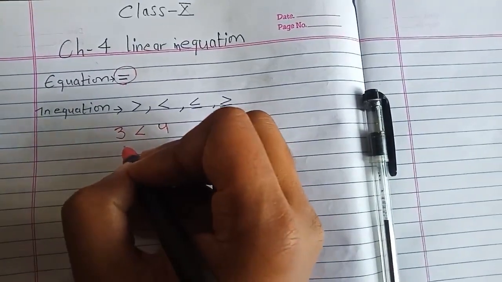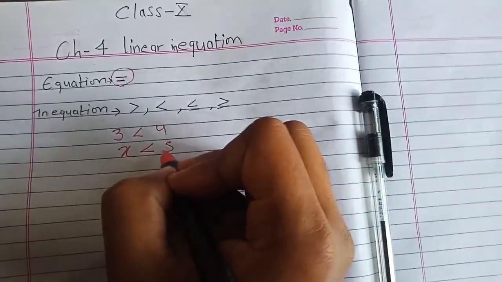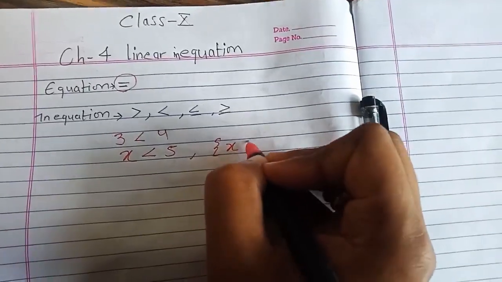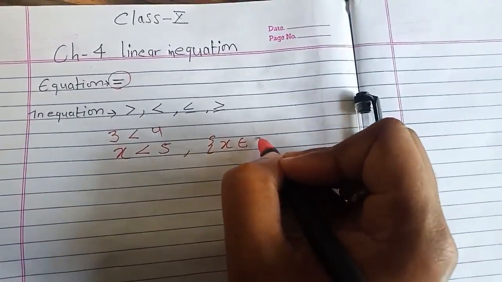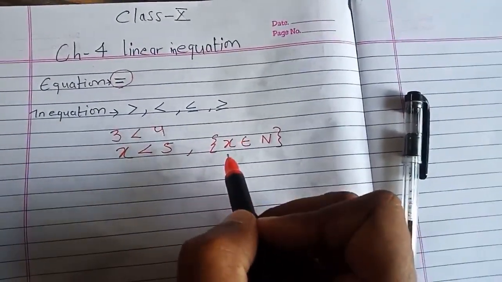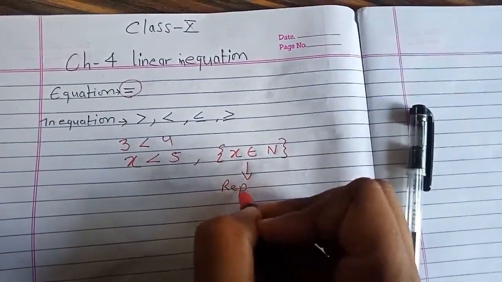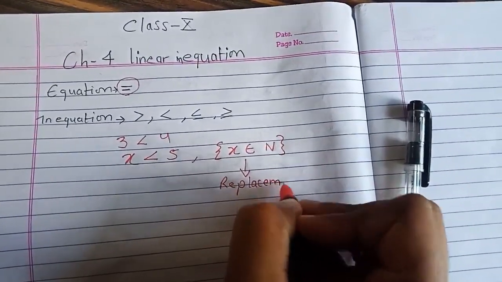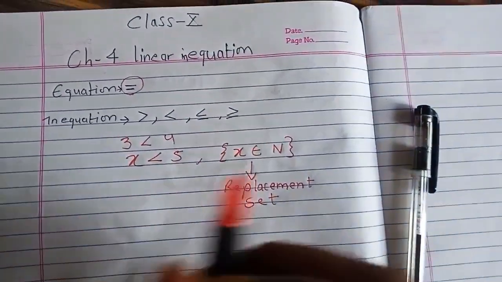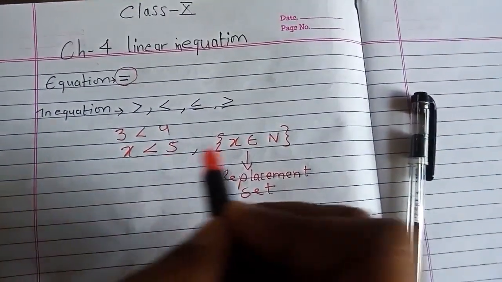Okay, if I write x is smaller than 5 and x belongs to natural numbers, this is called the replacement set. Now what is the replacement set? The replacement set is that if I have to find the value of x, then I'll have to come to the replacement set.